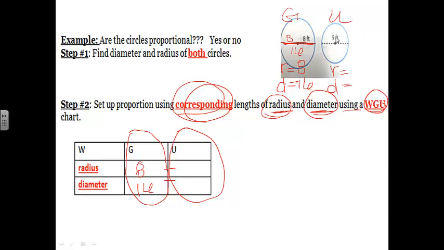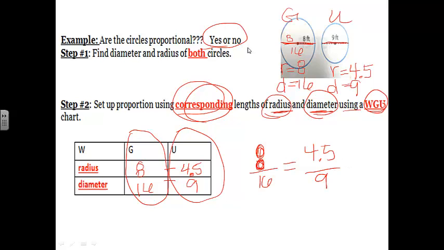All right, next, let's go to our unknown, circle number 2, the smaller one, which we chose to be our U. Our radius is half of the diameter, so this would be 4.5. And our diameter, which goes from one end of the circle to the other, would be 9. So now we have that information. Our radius is 4.5, which is half of 9, and our diameter is 9. Now we have to see, is 8 over 16 equal to 4.5 over 9? Are these similar? Yes or no?